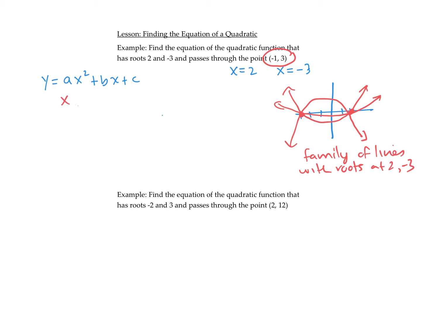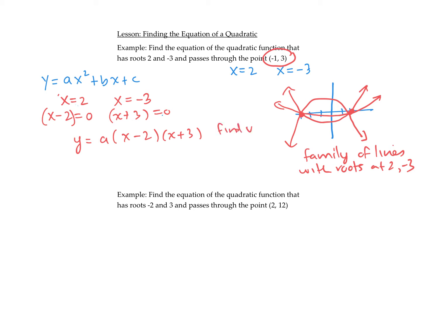So if we have the root x equals 2 and I isolate and set to 0, that means that the factor would be x minus 2. I bring the 2 to the left. And if I have a root at -3, I'll bring that over. That means that the factor would be x plus 3. So what I know is that the two factors are going to be x minus 2, x plus 3, and there's going to be some stretch that I don't know. So now I have to find the value of a to make it a specific function rather than a family of functions.